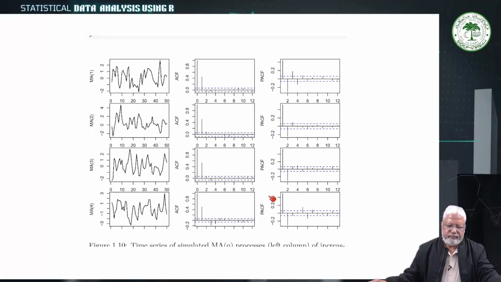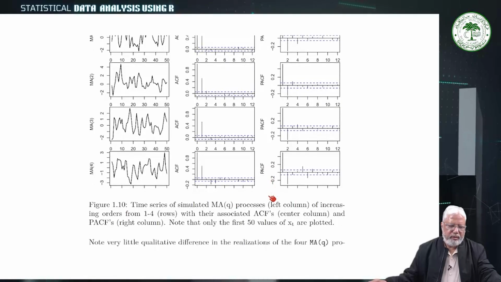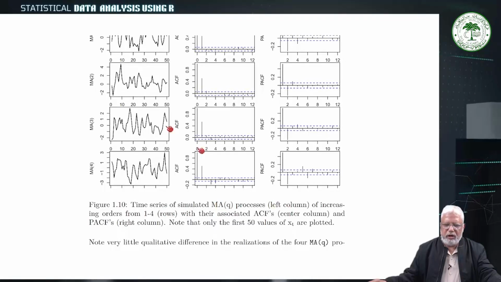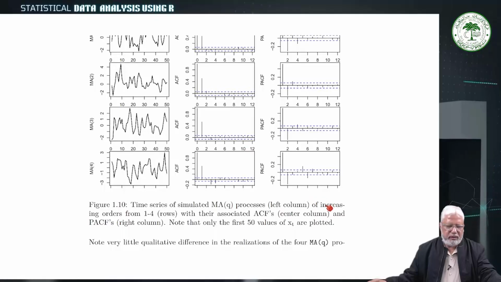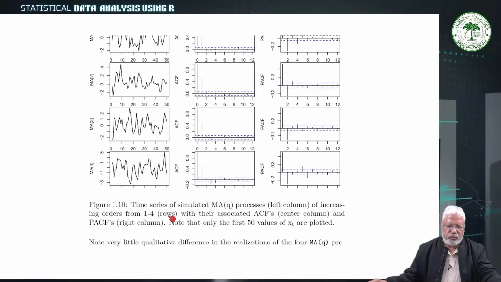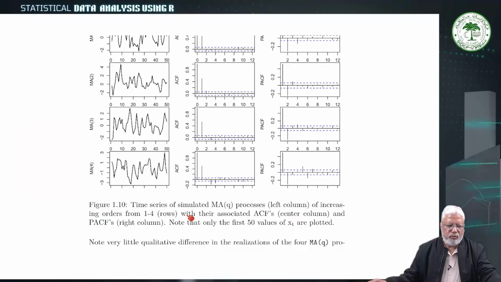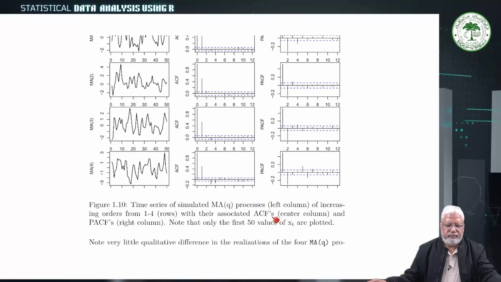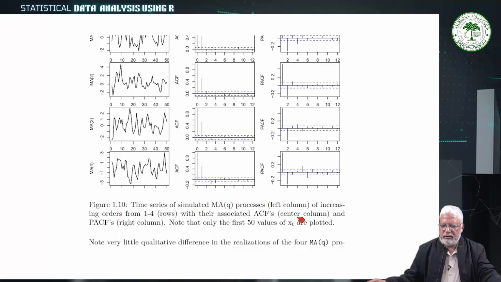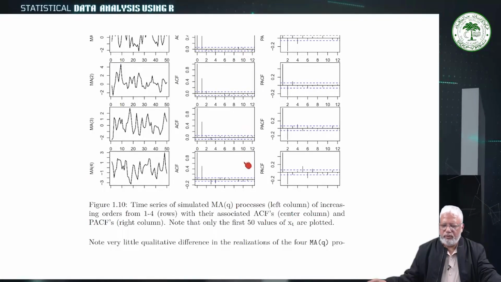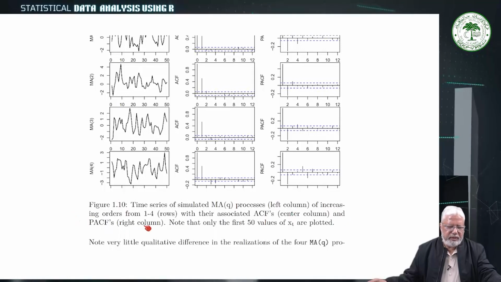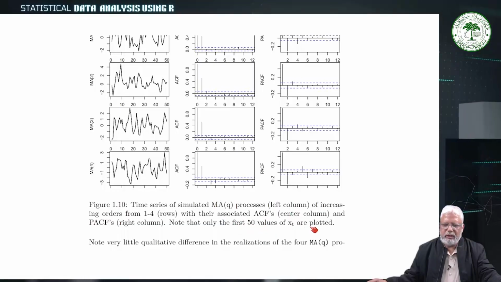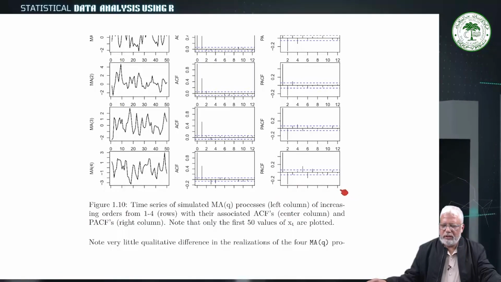See, figure 1.10, time series of the simulated MA(q) process. The left column is the time series of increasing order from 1 to 4, with their associated ACF plot in the center column, and the PACF in the right column. Note that only the first 50 observations are taken for the plot.